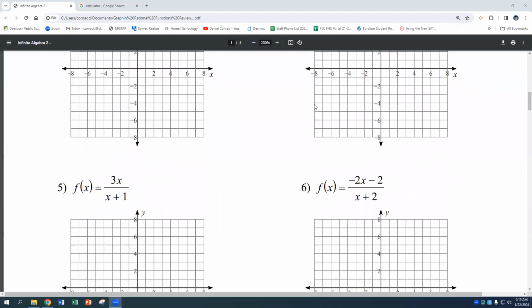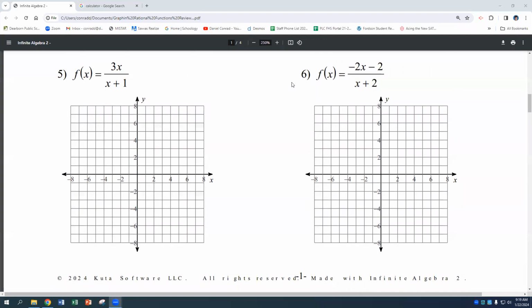Okay, but when you look down at 5 through 8, we notice things change. You have an x on both the top and the bottom. So what we're doing here on these is looking at the degrees of the numerator and the denominator. If the degree of the numerator is greater than the degree of the denominator, then there's no horizontal asymptote.